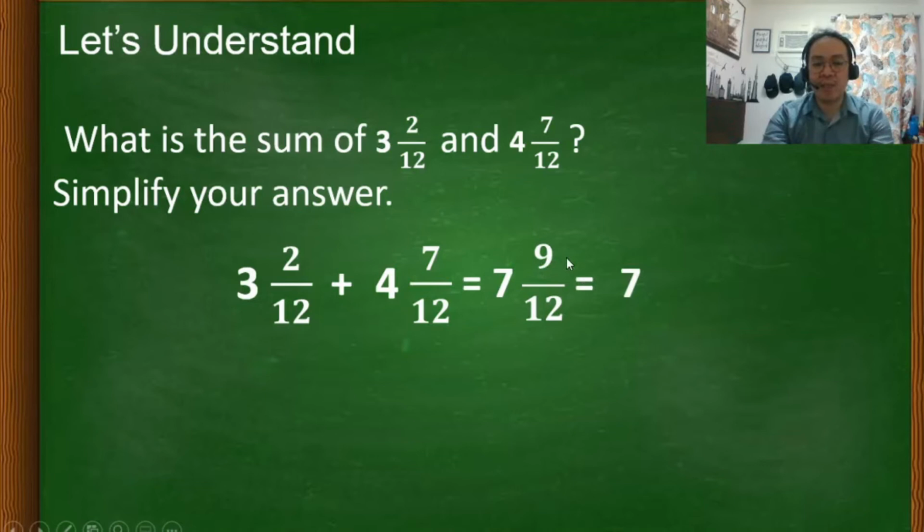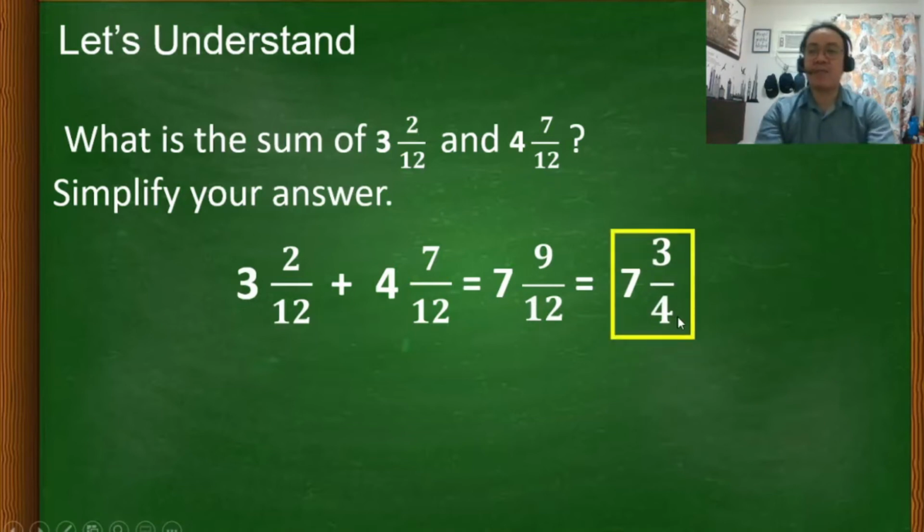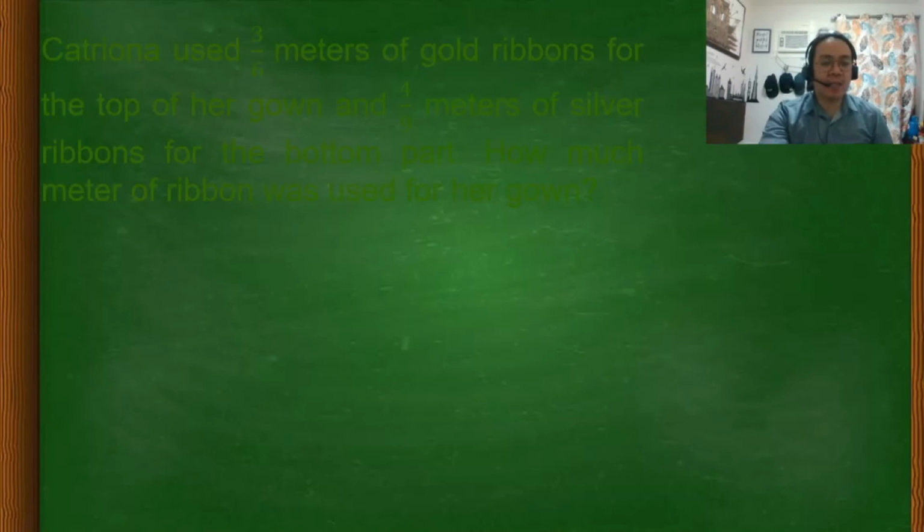9 divided by 3 is 3. Then, just copy. Then, 12 divided by 3 is 4. Therefore, our answer will be 7 and 3/4. That's how we add mixed form or mixed similar fraction. Okay, let's go to another example.